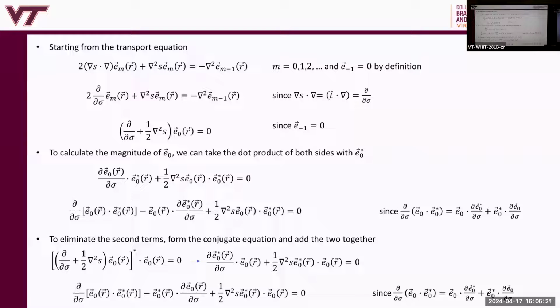To calculate the magnitude of E naught, we can take the dot product of both sides with E naught conjugate, because we want to form the magnitude of E naught squared, right? So we take the dot product of both sides of this expression with E naught conjugate, and we end up with this expression here. Now, we see a term here that's partial E naught partial sigma dotted with E naught conjugate. And we can recognize that as one of the terms of the product rule of partial by partial sigma of E naught dotted with E naught conjugate, right?